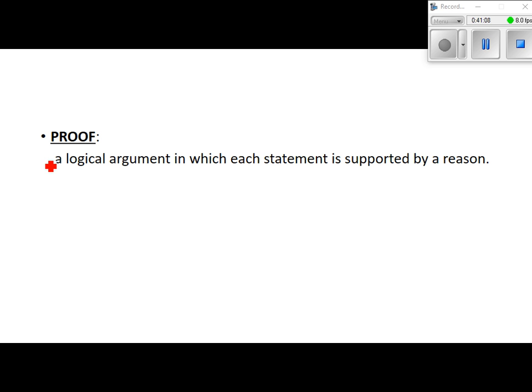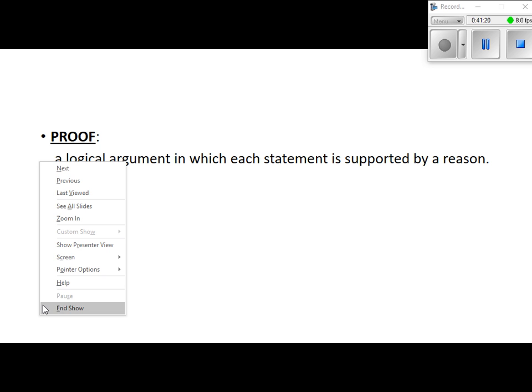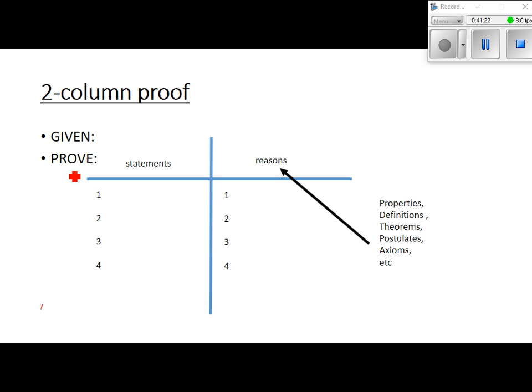You got to tell whoever looks at this next, I did this because of this rule, or property, or theorem, or postulate, whatever it happens to be. Fill in what you need to fill in on this slide. Also put this in there.